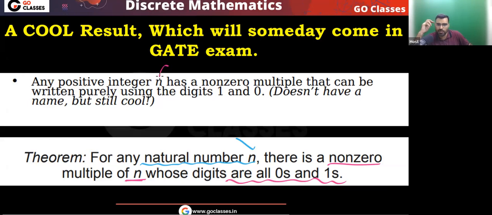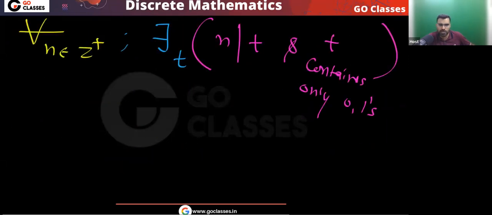So there is a multiple of n. For any positive integer, there is a multiple which you can write only in terms of 1s and 0s. Okay, using only 1 and 0. I hope this point is clear. Anyone has any trouble in understanding this point? Please tell me.